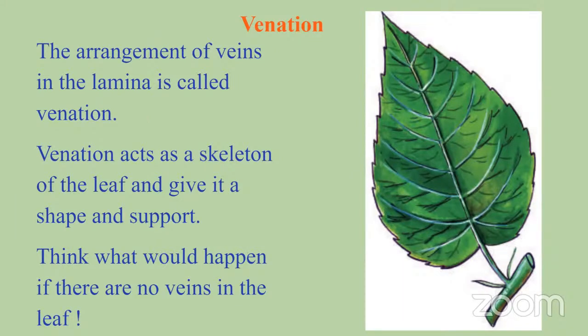Think what would happen if there are no veins in the leaf. Imagine, just think and remember, if there is no skeleton, how would we look? Like that, if there is no midrib, no veins and veinlets, the leaf also looks different in shape. Of course, their function is also disabled. Okay.